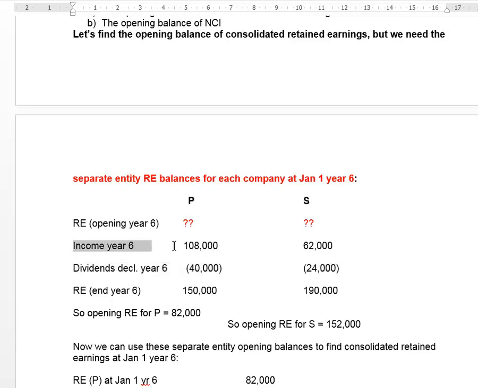And the question also gave us income for each separate entity in the income statement: 108,000 for P and 62,000 for S. So if we worked backwards, we would be able to find the number such that when we added income and deducted dividends, it gave us the ending retained earnings balance that we see in each entity's separate entity balance sheet. And so if we did a plug for the opening values here, we would find that the opening retained earnings for P is 82,000 and for S is 152,000.